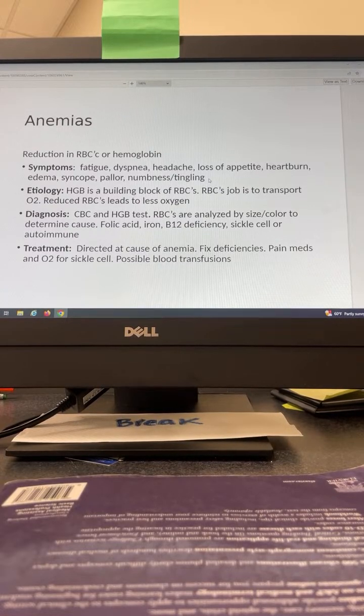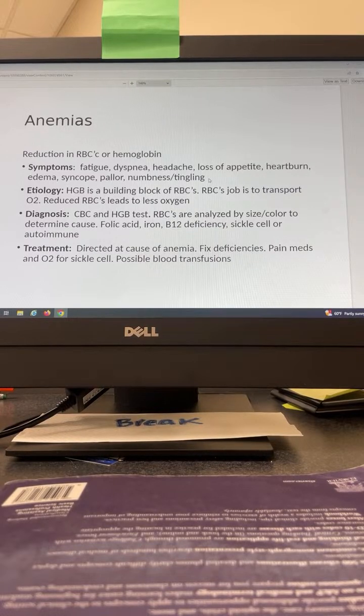They're also going to be looked at for size and color. You can actually look at the blood cells under a microscope. It's called a blood smear, so you can actually see what they look like. You can zoom in real big, make them pop out and say, oh, these red blood cells are much bigger than they should be, or much smaller, or much darker, or much paler. And those are different types of anemias. You don't need to know all of that, but that's just how they do it.